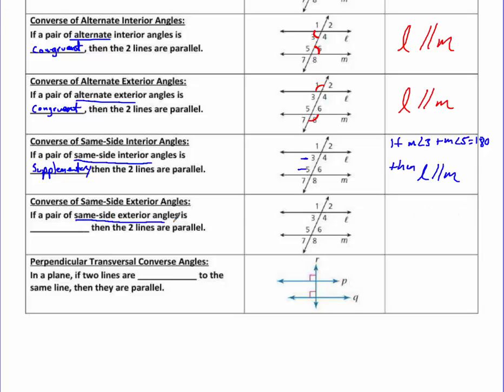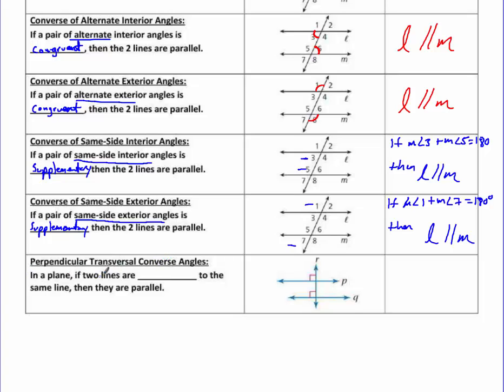And the same thing for the exterior, same side exterior angles. If a pair of same side exterior angles is supplementary, then the two lines are parallel. So let's say that could be angle 1 and angle 7. So if the measure of angle 1 plus the measure of angle 7 equals 180 degrees, then L is parallel to M. That's our conclusion again. We've got one more that you may not be as familiar with, and that's okay.